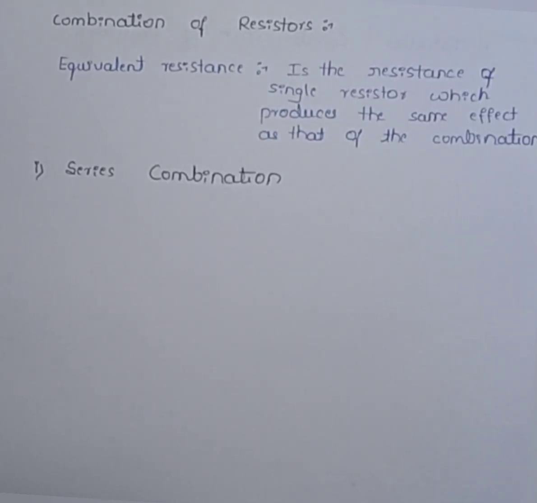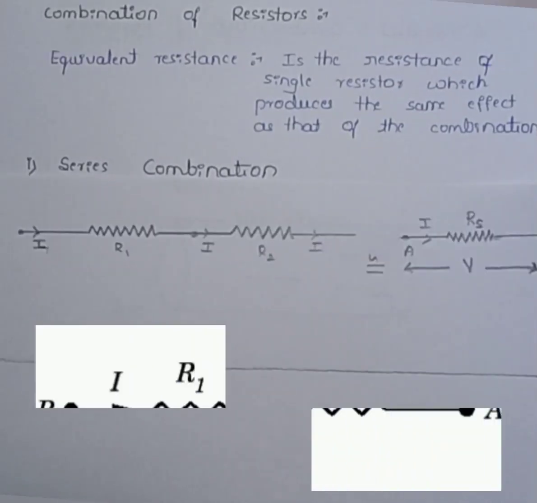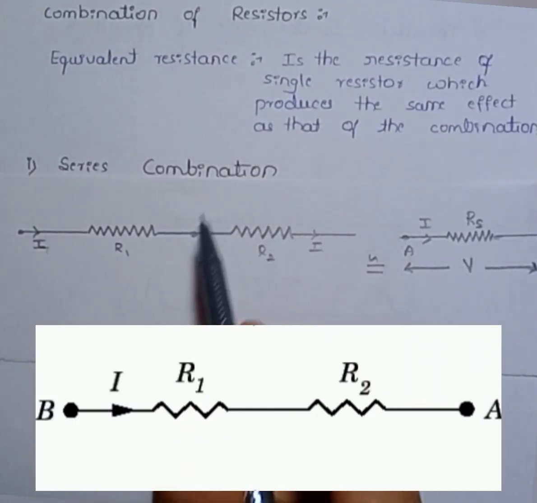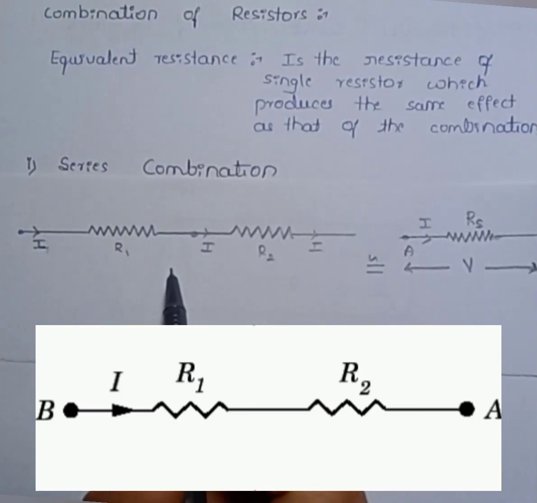Combination of resistors. First of all, what we have to know about equivalent resistance. Equivalent resistance is the resistance of a single resistor which produces the same effect as that of the combination. First, series combination. Two resistors are said to be in series if only one of their endpoints is joined. Here, R1 and R2 are the two resistors connected in series combination.